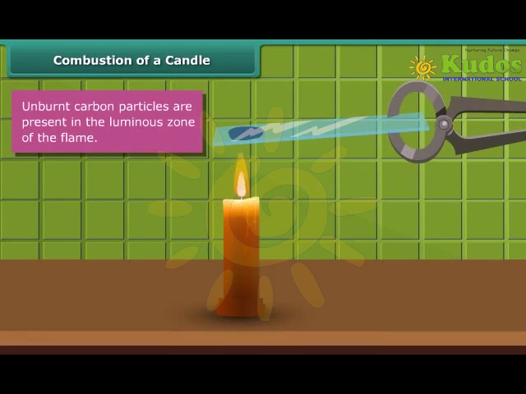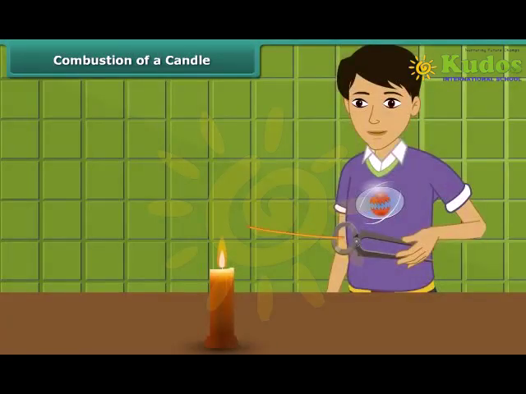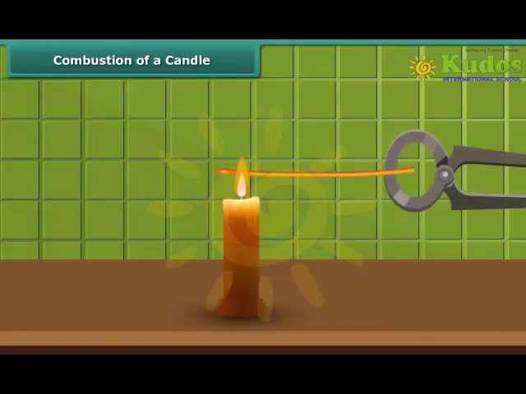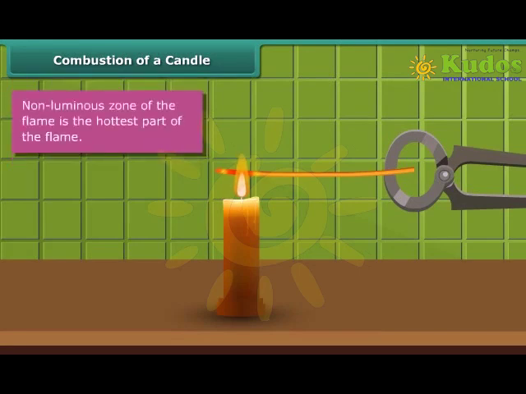Now observe another activity. Rohan is holding a thin long copper wire inside the flame with the help of a pair of tongs. The portion of the copper wire just outside the flame is getting red hot. This indicates that the non-luminous zone of the flame is the hottest part of the flame.